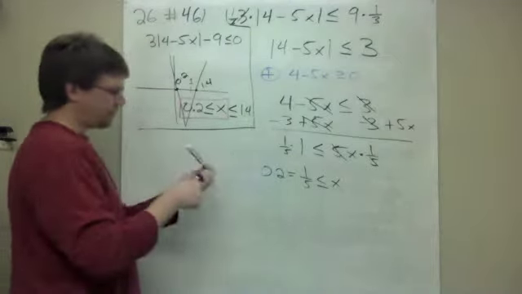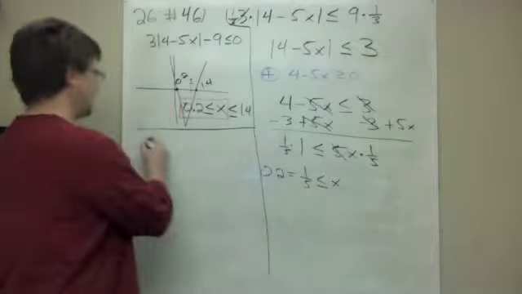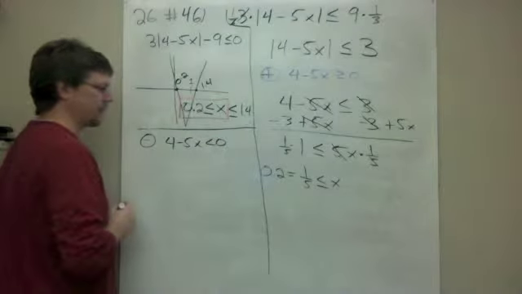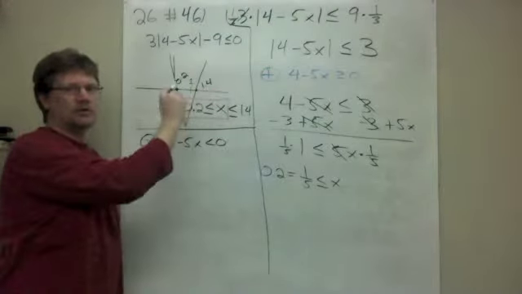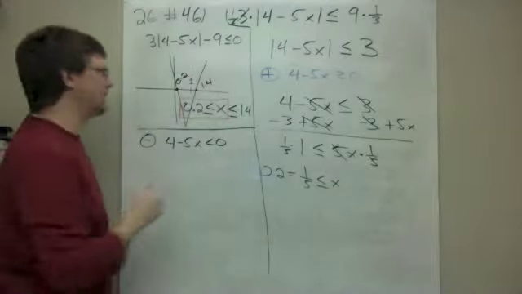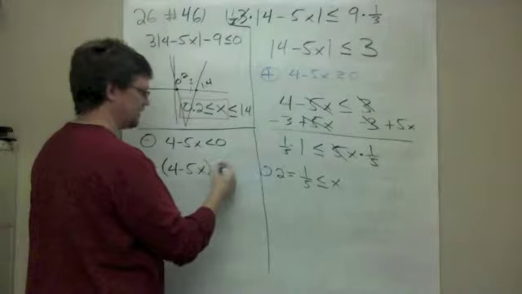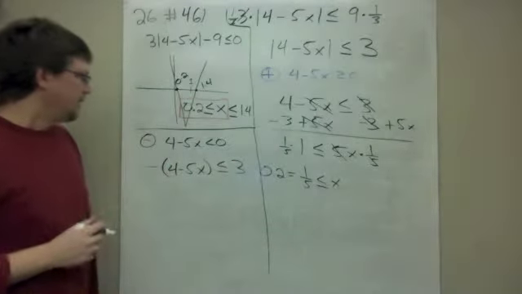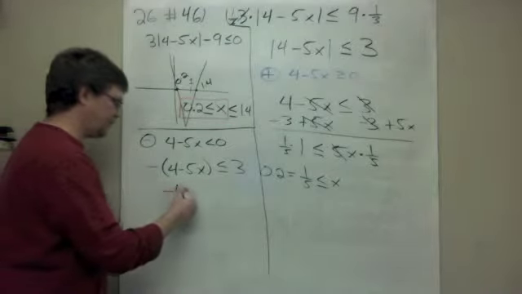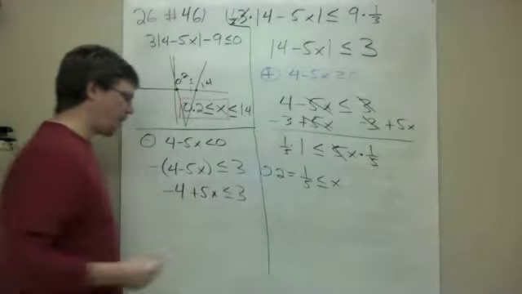Okay. Now on the negative side, we're going to have 4 minus 5x is less than 0. Okay. And on the negative side, we have to multiply our absolute value. We drop the absolute value, but multiply everything on that side by -1, right? So we're going to have negative (4 minus 5x) is less than or equal to 3. In this case, I want to distribute this negative sign through. So I'm going to get -4. Negative times a negative is a positive 5x is less than or equal to 3.